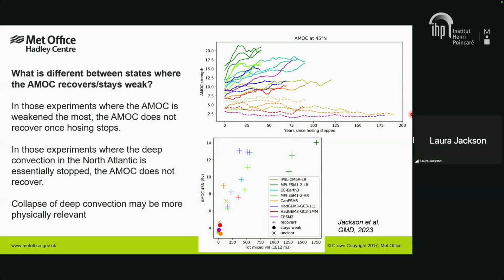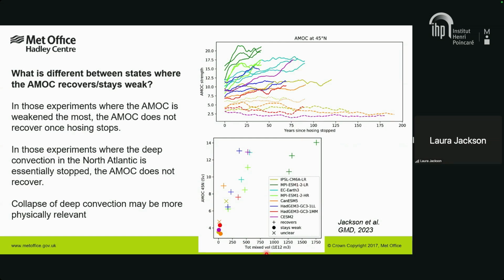But one thing we did see which was different is not the actual models, but the states which are reached. So if we take the time series of the AMOC after we've stopped the hosing, and we plot them all here in years since the hosing stopped, you can see these dashed lines at the bottom are the ones where the AMOC has reached a really weak state during hosing, and then it stays in that weak state. Whereas the models which have only maybe got down to 10 sverdrups, the AMOC then recovers once the hosing stops.